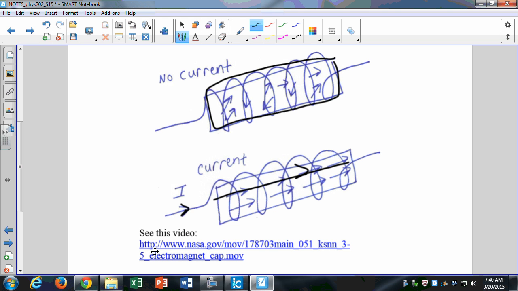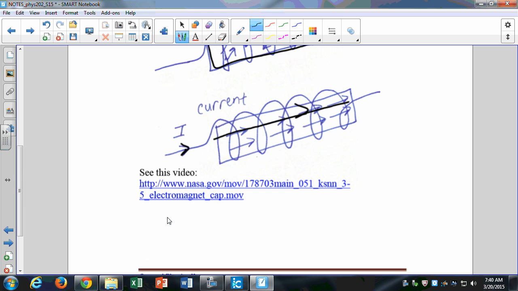Right. You've done this before, right? Where you wrap a nail with a wire, that causes an electromagnet. We're not going to watch this video, it's just some kids who make these.